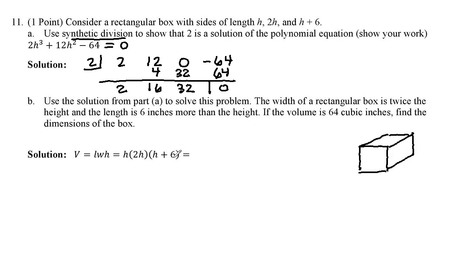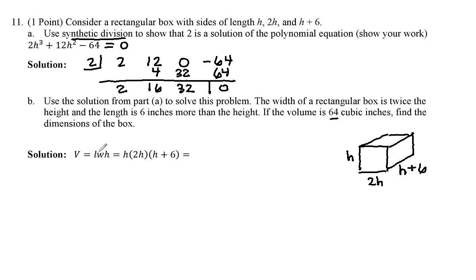And we've got here the width is twice the height. So we've got height here, and then the width down here is twice the height, so that's 2h. And then the length here, it says, is 6 inches more than the height, so that's h plus 6. And then the volume of this entire thing is 64 cubic inches.